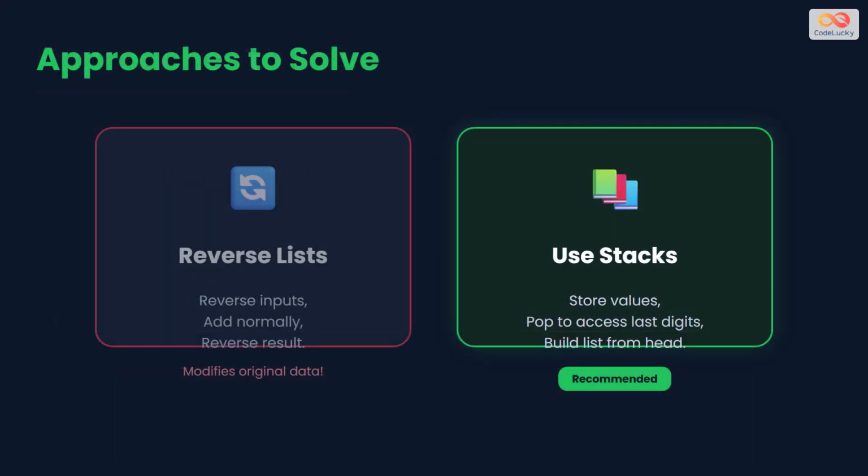There are two main ways to solve this. One way is to reverse both input lists, add them like normal, and then reverse the result. However, modifying the input data is often frowned upon in software design. A better, cleaner approach is to use stacks. This allows us to process the data in the order we need without changing the original lists.